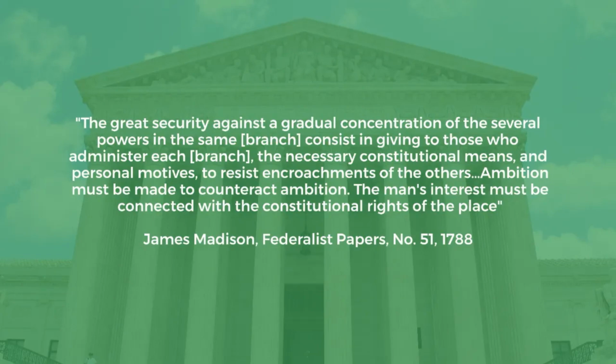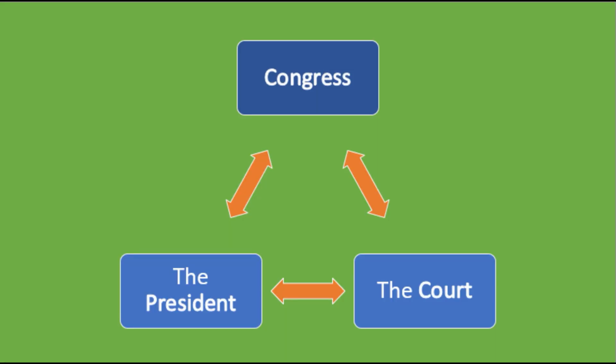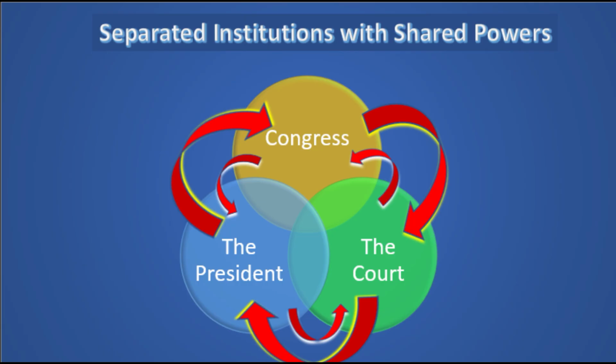James Madison pressed the need to use the ambition of one branch to check the ambition of another so that no one branch becomes too powerful or tyrannical. The framers of the Constitution were the first to implement such a system in the world. They did so with a lot of creativity. Instead of a total separation of power, what they laid out was actually a system of separated institutions with shared power.